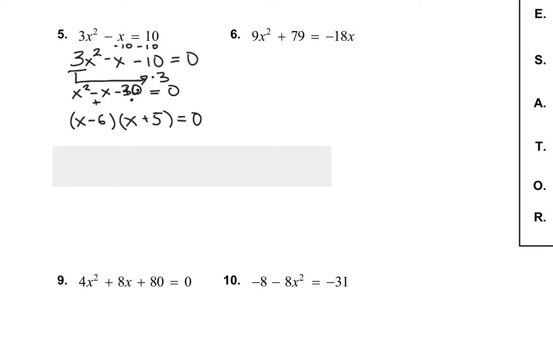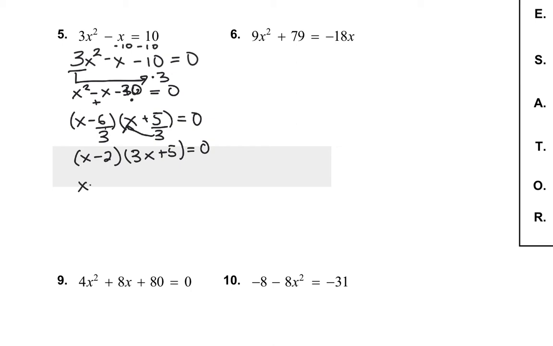So now that you have your factors, you have to take out the 3 that you moved over. So you have to divide both of your factors by 3. So x minus 2, and then you notice that 5 divided by 3 does not work out perfectly. So you just move the 3 in front of the x. So it's 3x plus 5 is equal to 0. So if you multiply these factors out, it would give you 3x squared minus x minus 10.